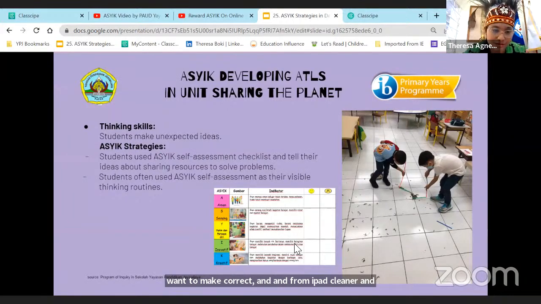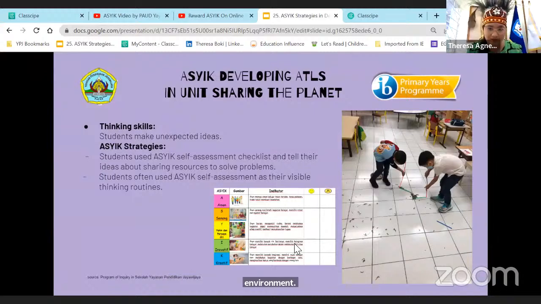Actually, the students make unexpected ideas. These things happened. A problem happened. They explore the environment. They put many leaves on the floor, and the teacher asked, "Wow, what happened if our class looks like this? What do you want to know? What do you want to learn?"